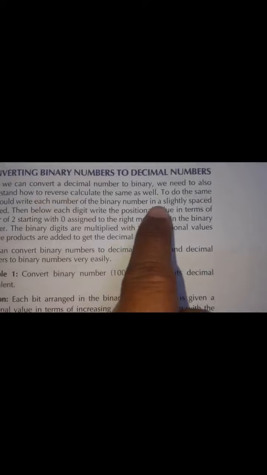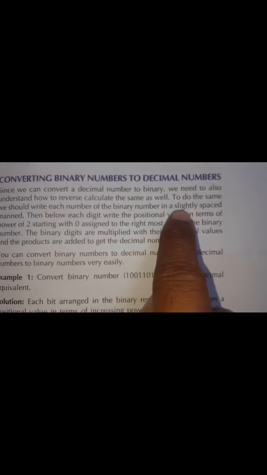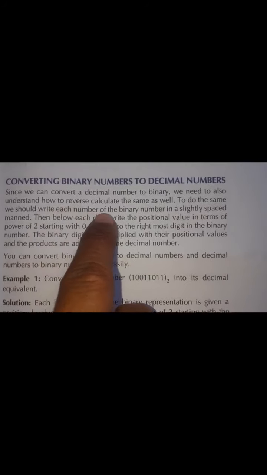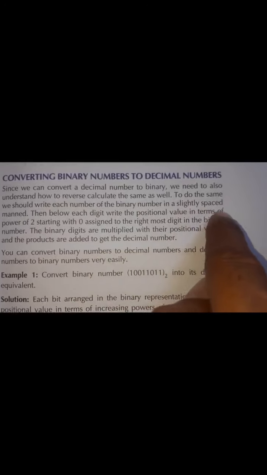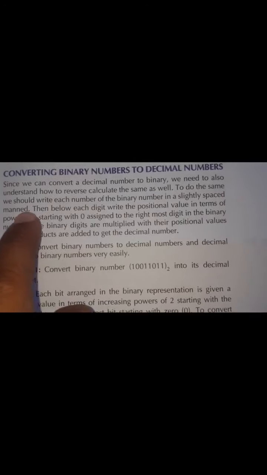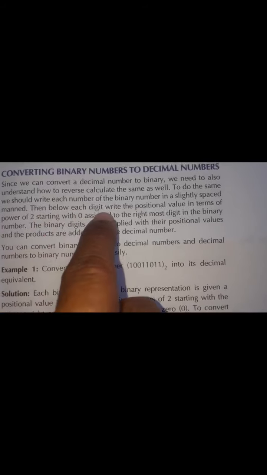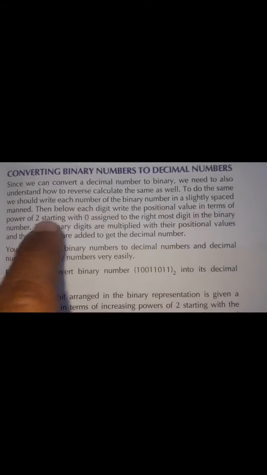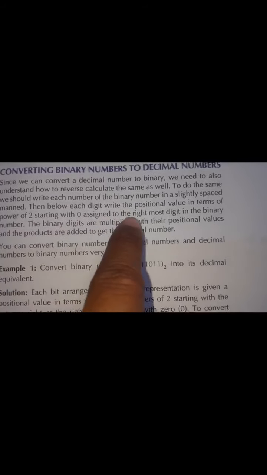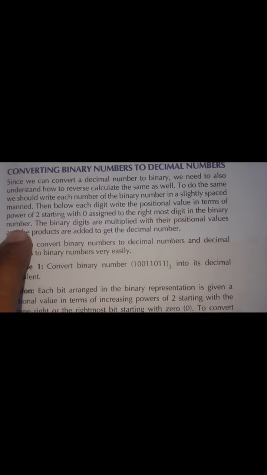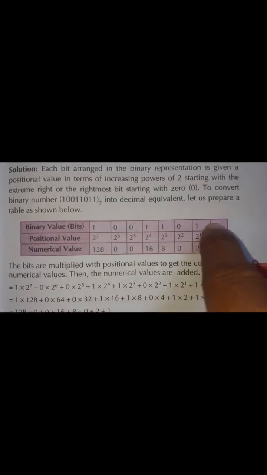So write each digit of the binary number in a slightly spaced manner. Then below each digit write the positional value in terms of power of 2, starting with 0 assigned to the rightmost digit in the binary number. See, the first row is the binary number.